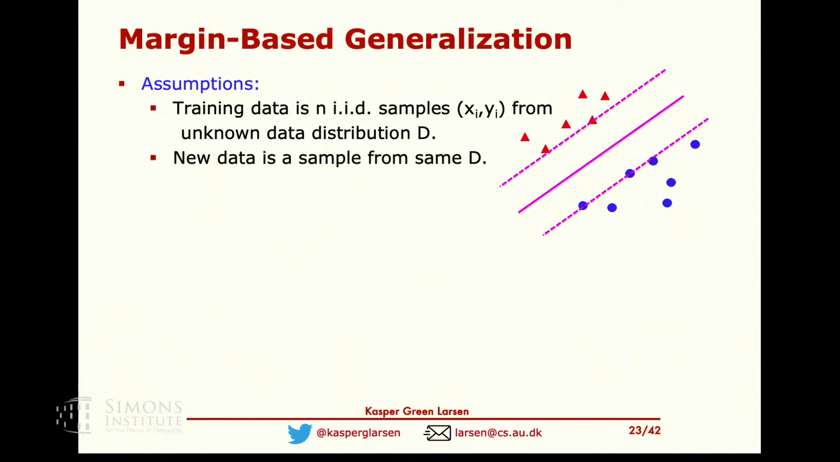And the assumption is that the new data is going to be similar to the training data, in the sense that a new data point is sampled from the same distribution D. So it comes from this distribution D.